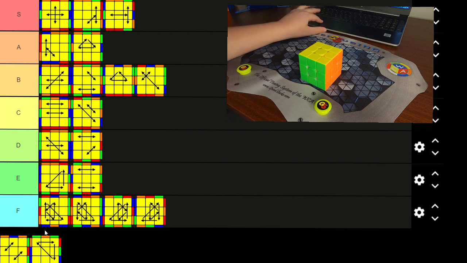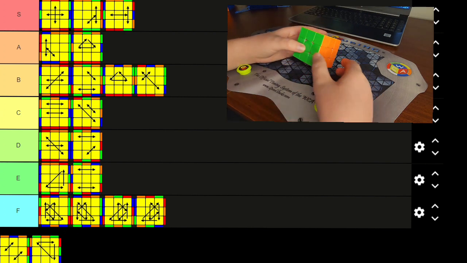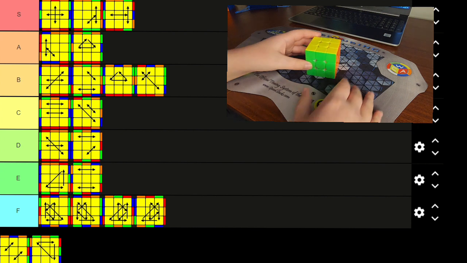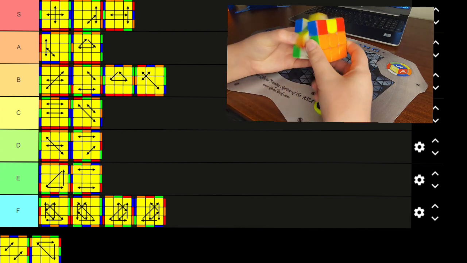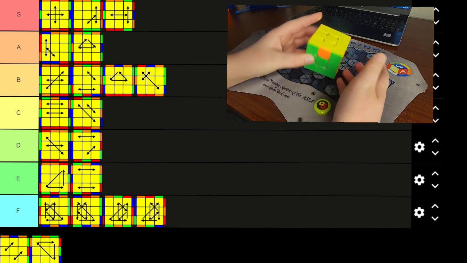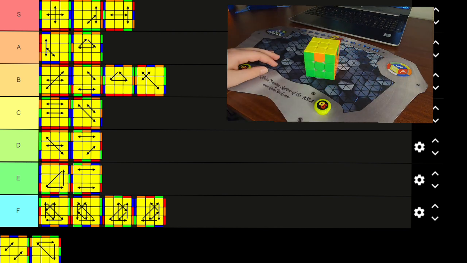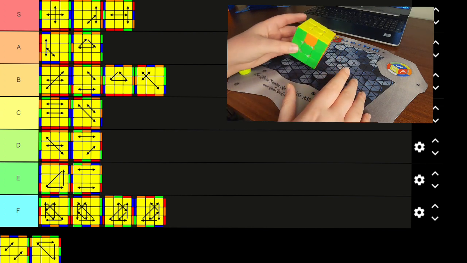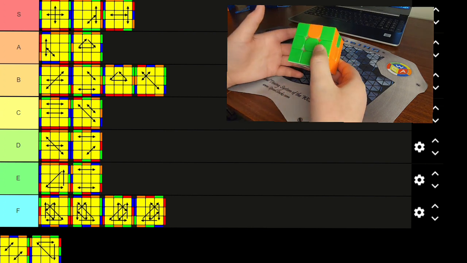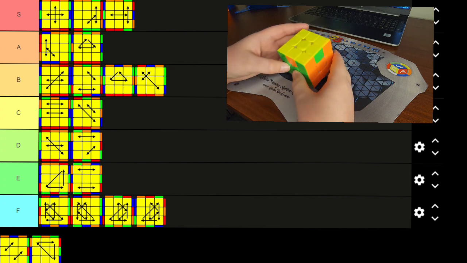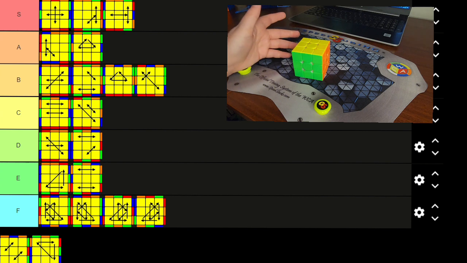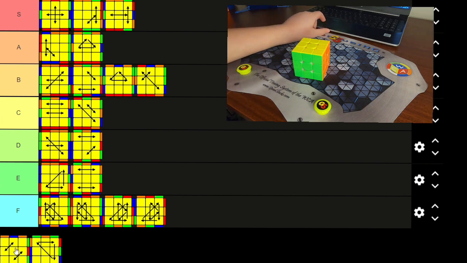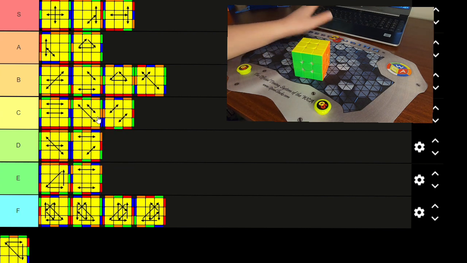Okay, down to our last two. A Z perm. A Z perm is fairly easy to do. It actually took me a little while to learn, even though it's pretty easy. It's only M and U moves, so it just took me a while to remember the combination. And because of that, it gets a C tier. It's not great, but it's not terrible.